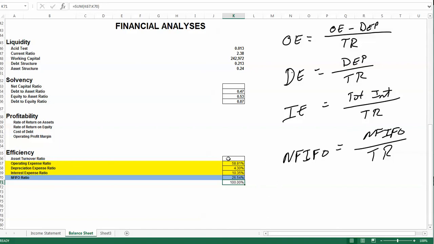When you're doing this on your own now, be sure and sum those ratios at the bottom. Now, don't include the asset turnover. That's a completely different financial measure. But for those four ratios, be sure and sum them. And if you get something over 100%, more than likely what you have done is forgot to subtract depreciation from that operating expense ratio.